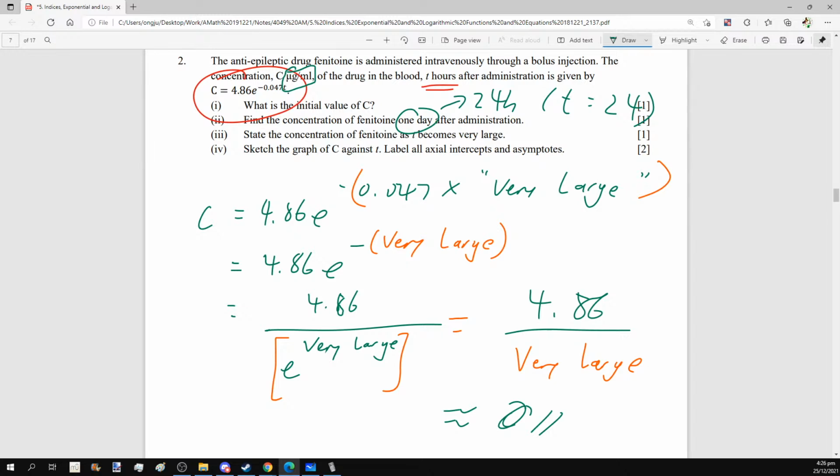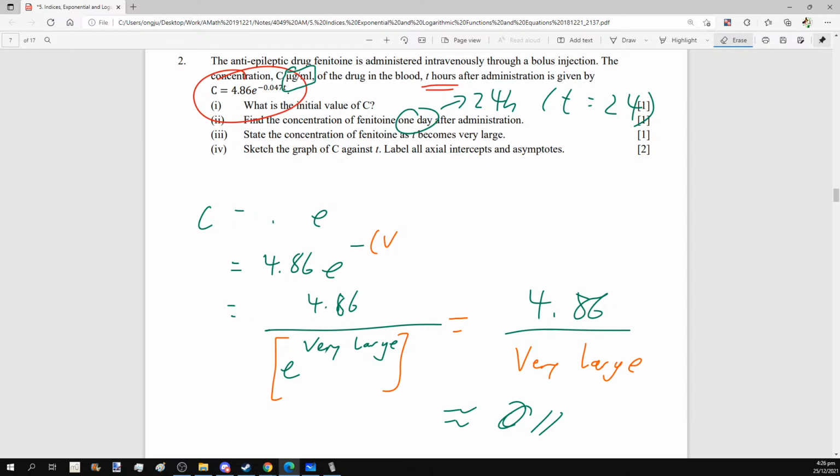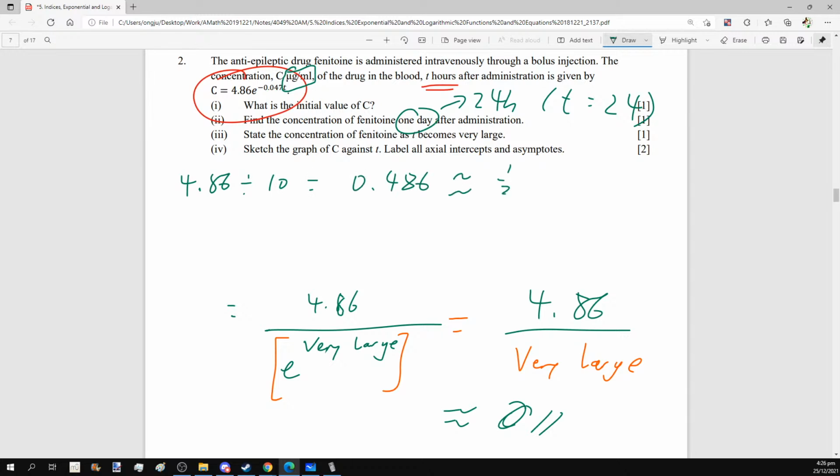Now, why is it 0? We need to answer ourselves on this question. Now, to be honest, it is not as difficult as it seems. You can actually test this yourself. Right now, what we have is 4.86 divided by very large, right? So you can ask yourself, what happens when I have 4.86 divided by a large number like 10? That's pretty small, right? What if I have 4.86 divided by a larger number? It will get even smaller.